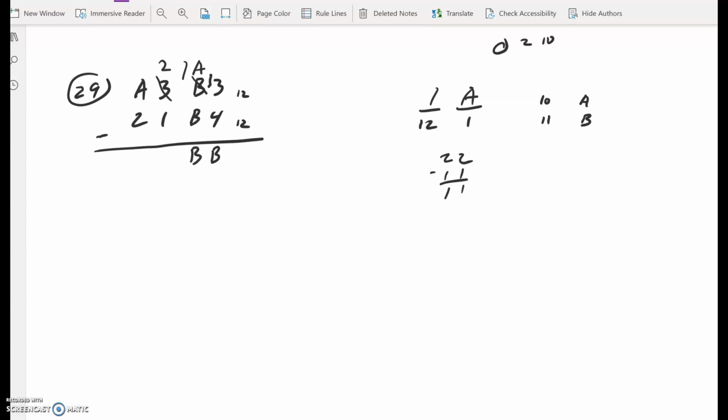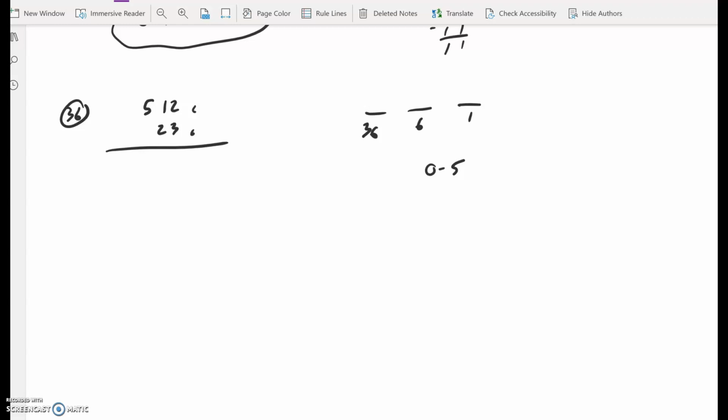Fairly weird. 2 take away 1 is 1. Thank goodness for small favors. A is 10. 10 take away 2 is 8. So it looks like when we do this subtraction, we are getting 8 1 B B base 12. I'm going to leave it up to you to turn this into base 10, this into base 10, this into base 10, and check the subtractions.